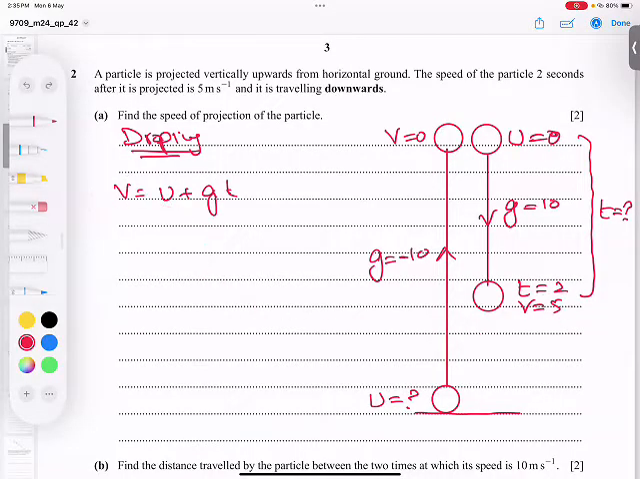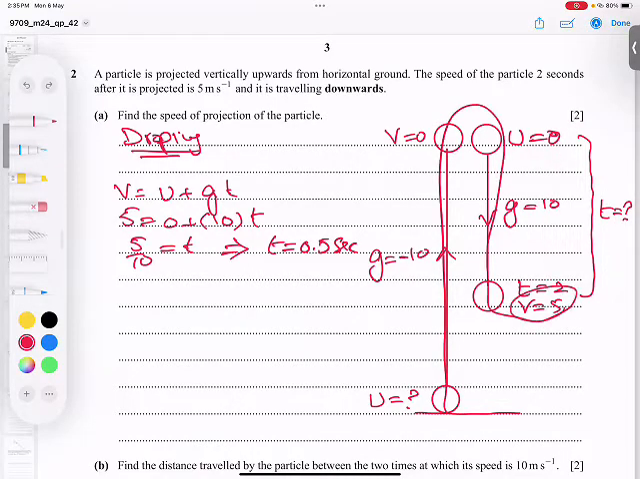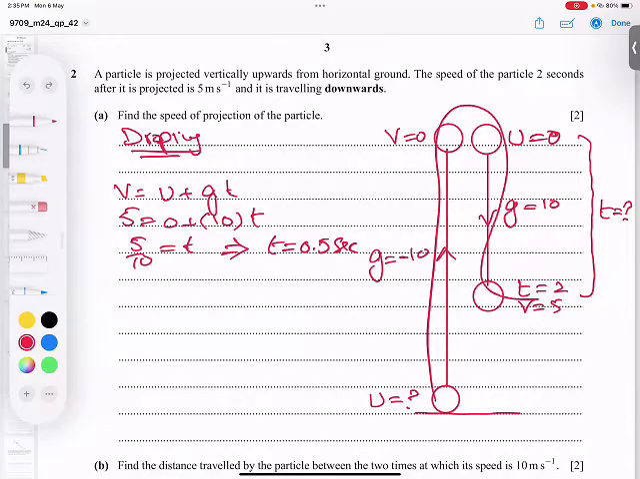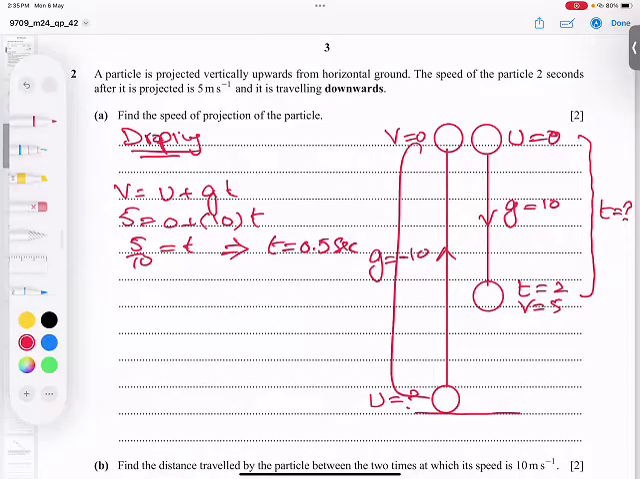Velocity at this moment is 5. Starting velocity while dropping is 0. Gravity is positive 10 and time is unknown. 10 will go down, and 5 by 10, the time I got is 0.5 second. Wait a minute, so I'm getting 0.5 second. It means this time is 0.5 second. Total time from here to there is 2. So from 2, if you subtract 0.5, this time is 1.5.